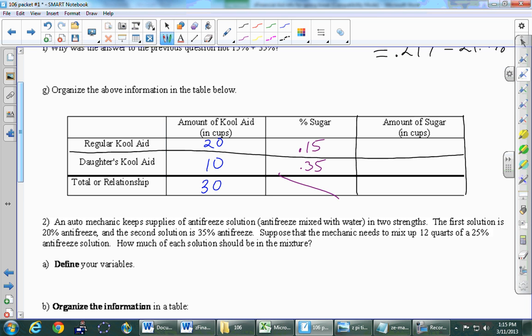Okay, and then amount of sugar. How did we find how much sugar was in the regular one? We multiplied. Didn't we do 20 times 0.15? So I'll put over here 20 times 0.15, and that worked out to 3 cups of sugar. And then the same thing down below, we multiplied across.